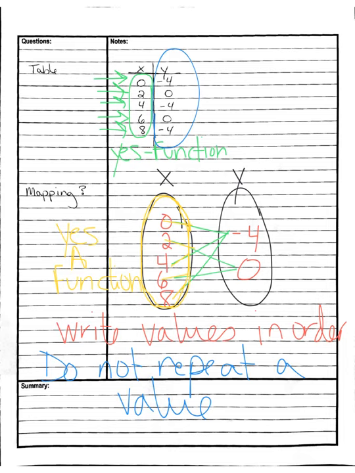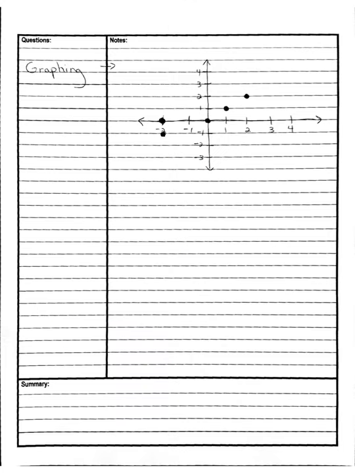We have one last example. From a table, we learned how to create a mapping. Write down that you write the values in order. Now let's look at a graph. And the graph can get a little tricky. There's two things we can look at with a graph.